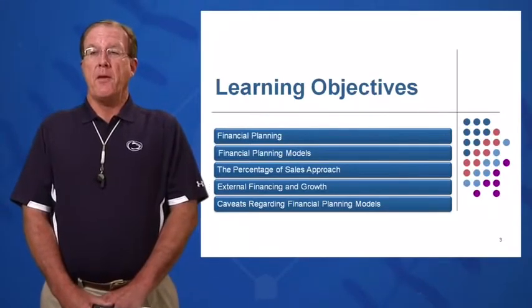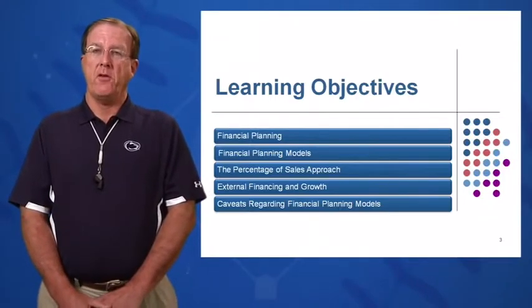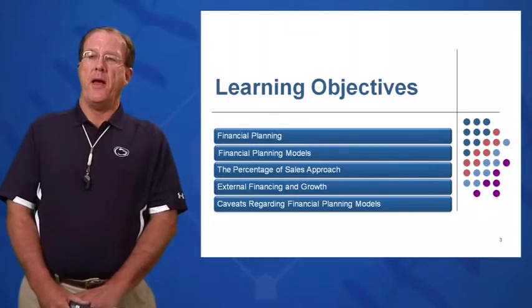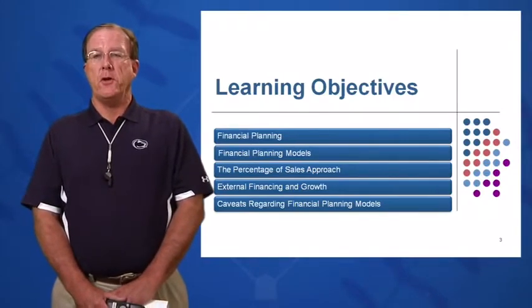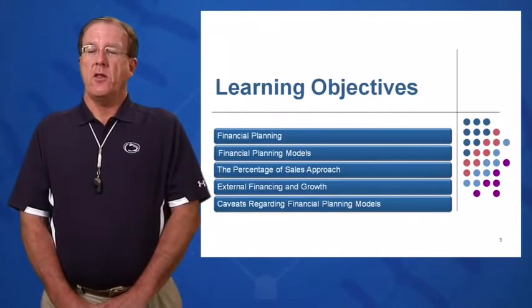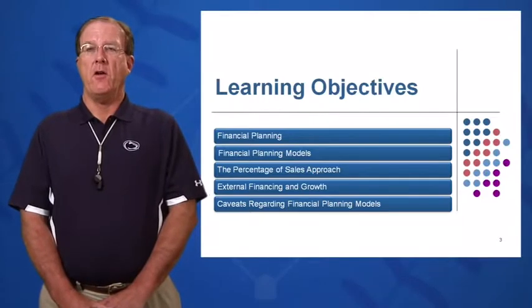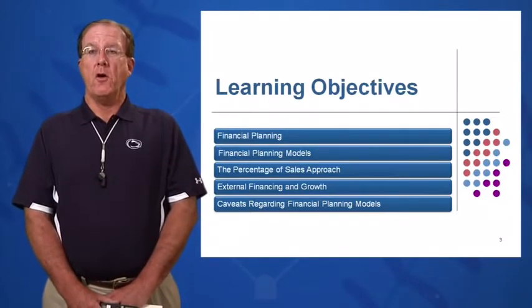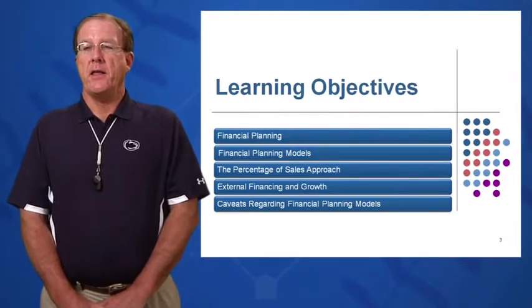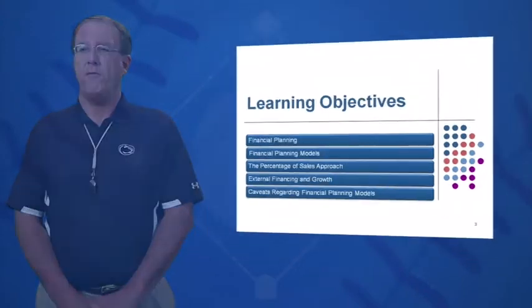We're going to talk about financial planning models. What makes a good financial planning model? What are the key ingredients? 6 key ingredients. We'll talk about that in a moment. Using the percentage of sales approach to forecast the future, that's learning objective number 3. Then we'll look at external financing and growth. How does external financing and investment affect your growth rate within your company? And finally, what are some caveats about financial planning models that we want to be careful of?